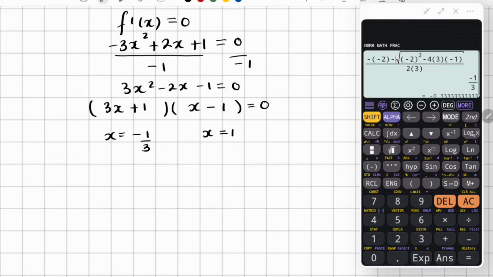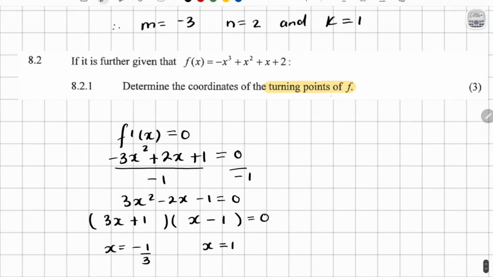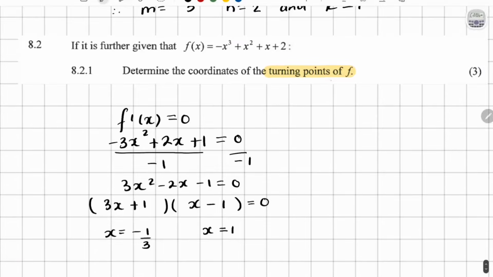The only reason I do this is just in case they actually do require you to give them factors and they'll give you a mark for the factors. I don't think they do that as much anymore though. Okay, but now that we have these as our factors, these are the x values of the stationary points.